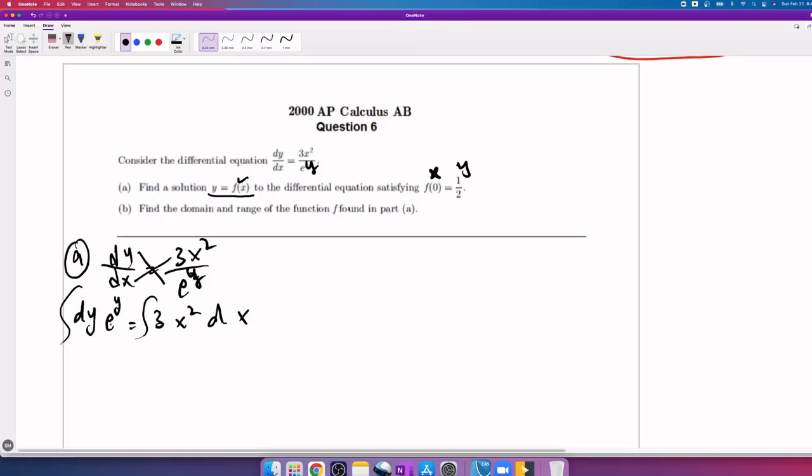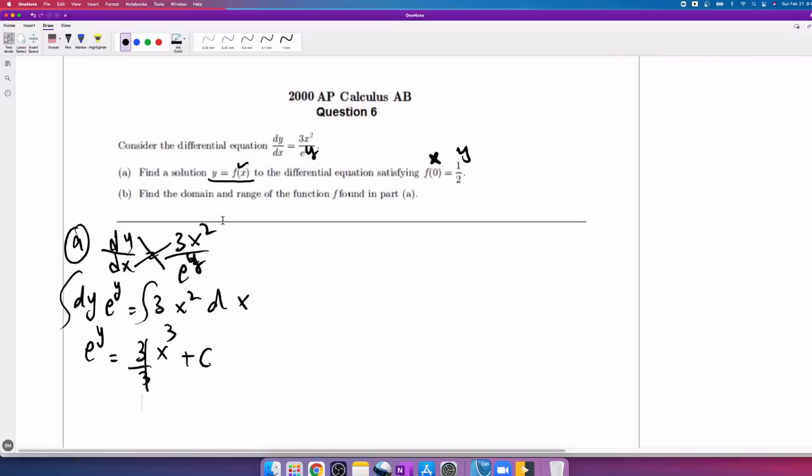So they are good. Take the integral of e to the y. The integration of e to the y is e to the y. We know that. Take the integration of this. It's going to be x cubed divided by 3 plus c. They cancel out. Plug in the condition, which is 0 and half. So half is my y value, e to the half, and that's 0 plus c. So my c is equal to e to the half. That's my c.